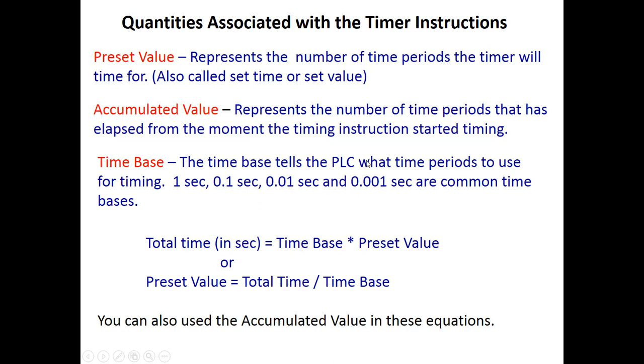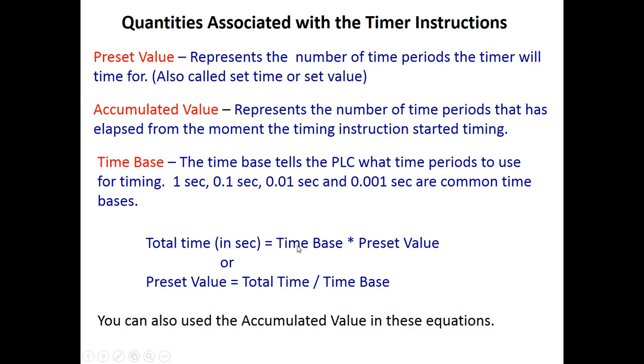Okay, so the total time that you're going to get in a timer is going to be your time base times your preset. So let's say you had a time base of 1 second. You want the timer counting by ones, and we put in a preset value of 5. So it's going to count 1 second 5 times for a total time of 5 seconds.